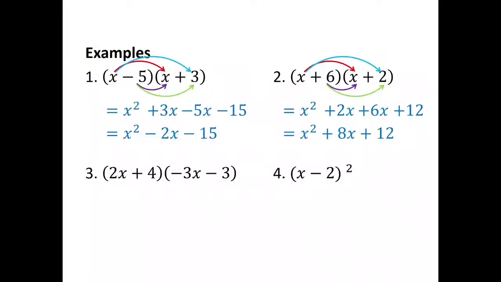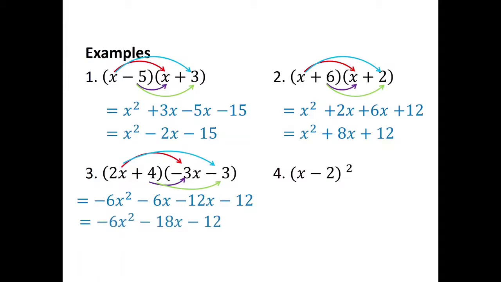Alright, so number 3 again, I'm going to do firsts and then outers. So if I do that, you should have got something that looks like this. Then I'm going to do the inside terms, so 4 times negative 3x and 4 times negative 3, and that's what I will get. And then I simplify my like terms, so negative 6 minus 12 will give me minus 18. Okay, the last one, please write it down and then highlight it.